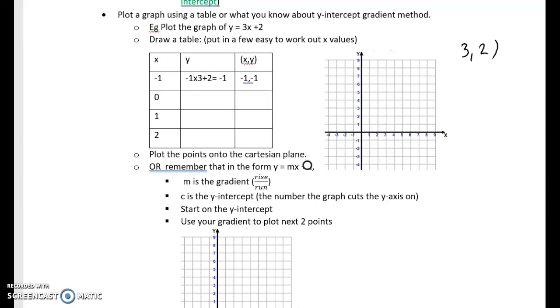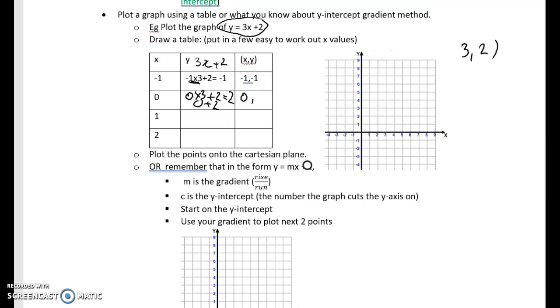What we're going to do is substitute this into the equation I was given. So this is 3x plus 2. So 3 times -1, plus 2. So 3 times -1 is -3, plus 2 is -1. So my x value is -1 and my y value is also -1. Let's see what happens when I substitute 0 in. 0 times 3 is 0, plus 2 is 2.